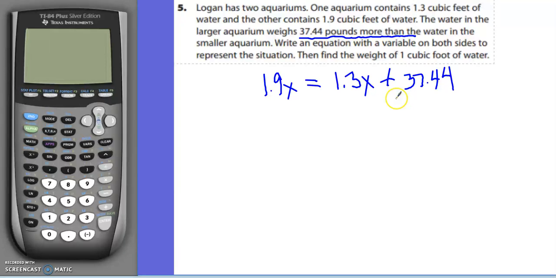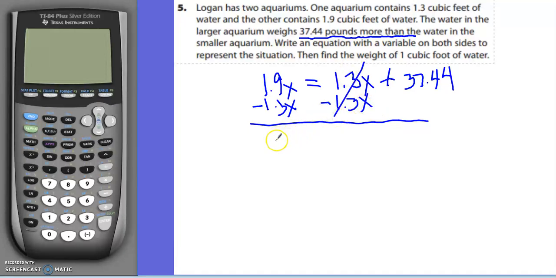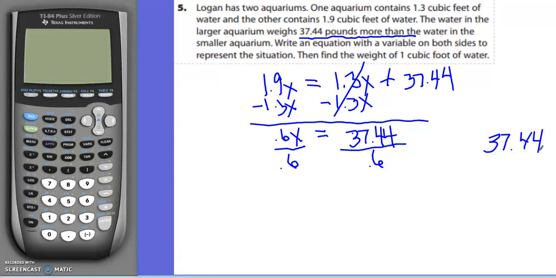Alright, we are going to subtract. We're going to subtract our constants. So we are going to minus 1.3x from both sides. This is going to cancel out. And then we are going to divide both sides by 6/10. So we have 37 4/400.